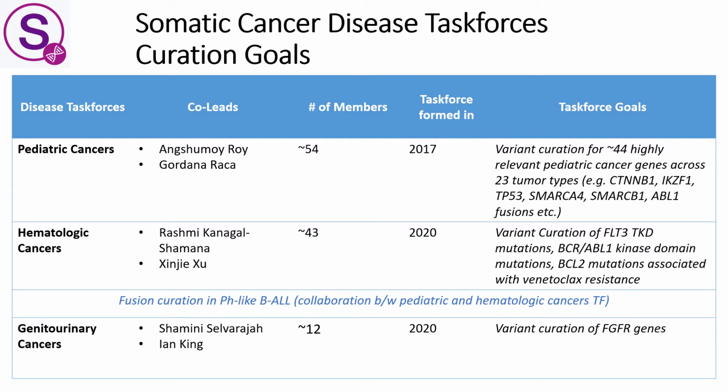Members of each somatic cancer disease task force collectively decide on their curation goals. For example, the Pediatric Cancer Disease Task Force has shortlisted 44 highly relevant cancer genes across 23 pediatric tumor types for variant curation. Similarly, the Hematological and Genitourinary Cancer Task Forces have shortlisted candidate genes that are most commonly altered in the respective disease types for curation.